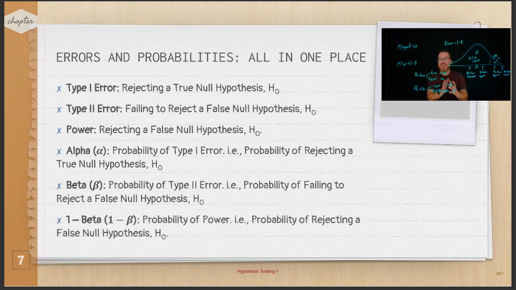Now, I do want to note there is actually one other type of error called type 3 error, which is where you actually make the correct conclusion, but you do it for the wrong reason. So this might be something like where you have a false null hypothesis, you do reject it, but you rejected it for the wrong reason, right? You got the right answer, but it was mostly by accident.